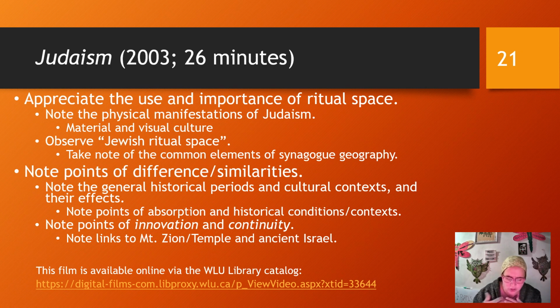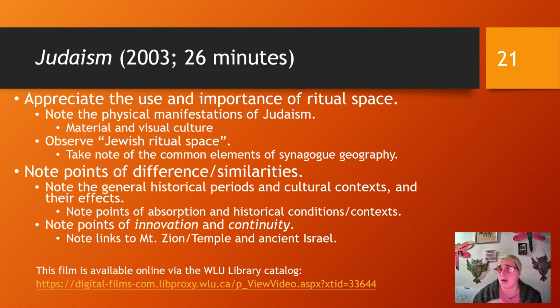So I want you to look at Jewish ritual space, get a sense of it, take note of the common elements of synagogue geography, like what is the bima, where is it, that kind of thing. Take note of points of differences and similarities between the synagogues that are presented in the film. So these come from different times and places, yet they have similarities. But also, in keeping with our understanding of the diversity that's growing in this period, take note of how they're different. How do different synagogues reflect the times and places, the historical and geographical contexts in which they are built?